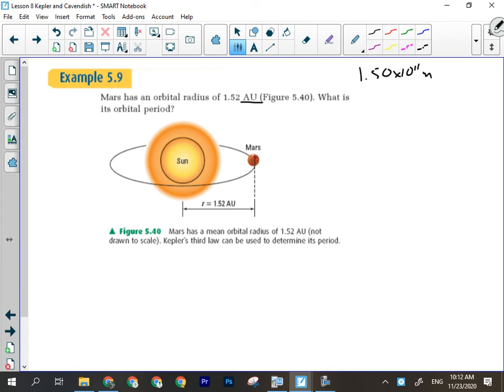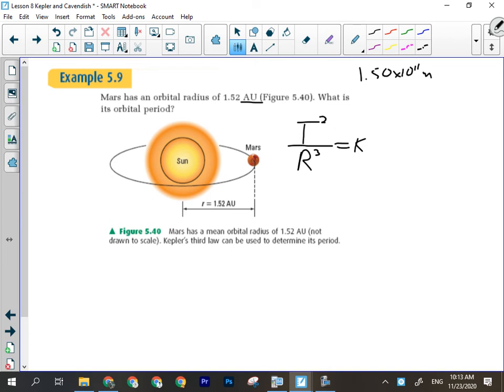So what we want to look at here is using Kepler's law of periods to calculate the orbital period of Mars. We know from Kepler's law of periods that any two objects that orbit the same body will have the same Kepler constant. And the Kepler constant is arrived at by dividing the orbital period squared by the orbital radius cubed, and that will give you Kepler's constant.